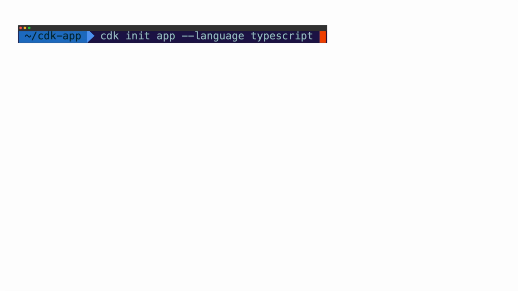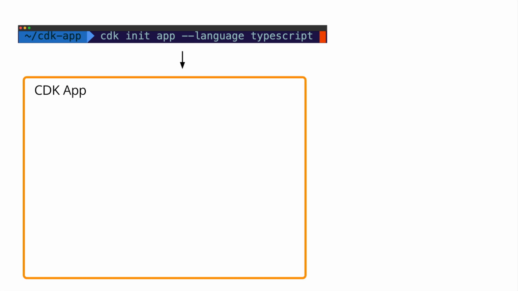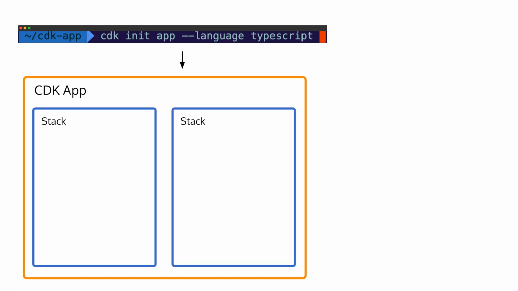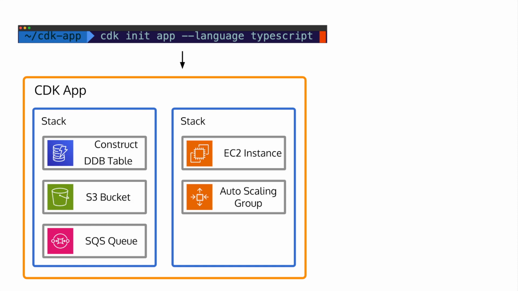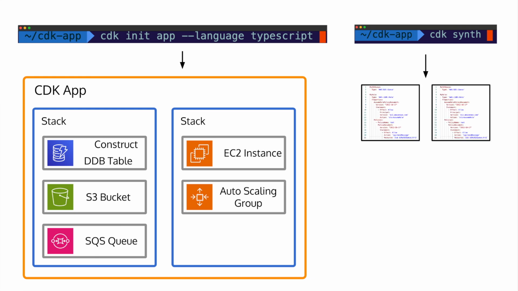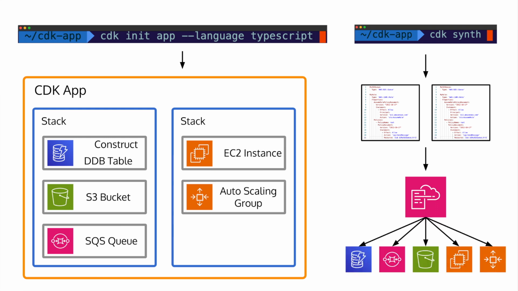You use the CDK CLI to initialize an app or project in the programming language of your choice. In this app, you declare stacks and the resources inside, called constructs, using classes in the programming language you selected. Then, you use the CDK CLI to synthesize your project, and it'll generate CFN templates as build artifacts. Those CFN templates are then uploaded to the CloudFormation service just like before, and it will create the stacks and provision the resources in your account.